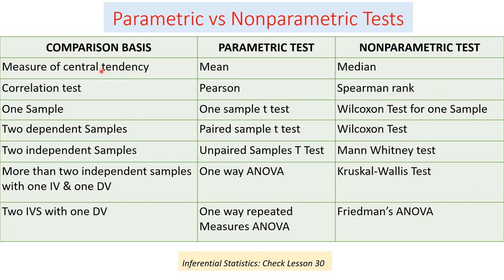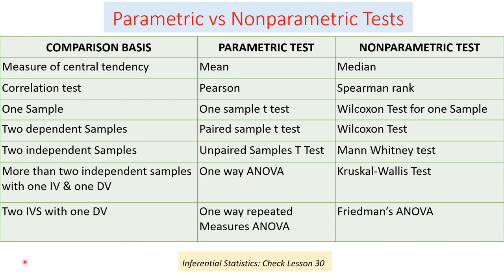By the way, when I say parametric test, you have to check all those assumptions that we have listed in the previous slide. And in the case of more than two independent samples with one independent variable and one dependent variable, one-way ANOVA is used in the case of a parametric test, and the Kruskal-Wallis test can be used in the case of non-parametric tests.